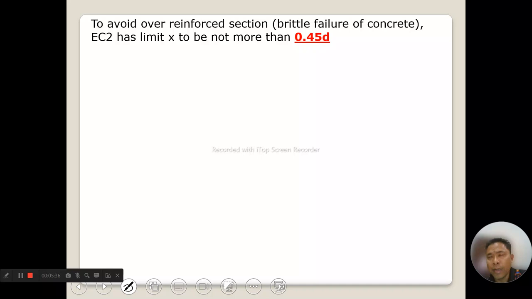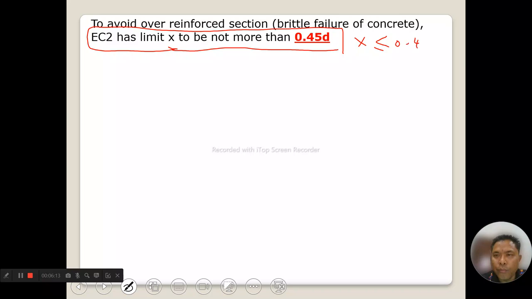To achieve that, Eurocode has specified that our neutral axis depth, which is x, cannot be more than 0.45d. Why is this limit given? Because you want to ensure that our design is a safe design, under the under-reinforced failure category. So x must be less than or equal to 0.45d. And what is d? d is the effective depth.